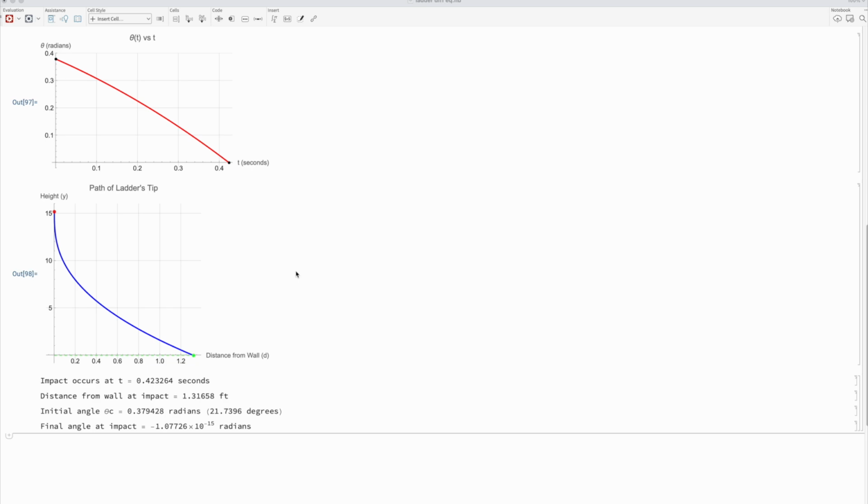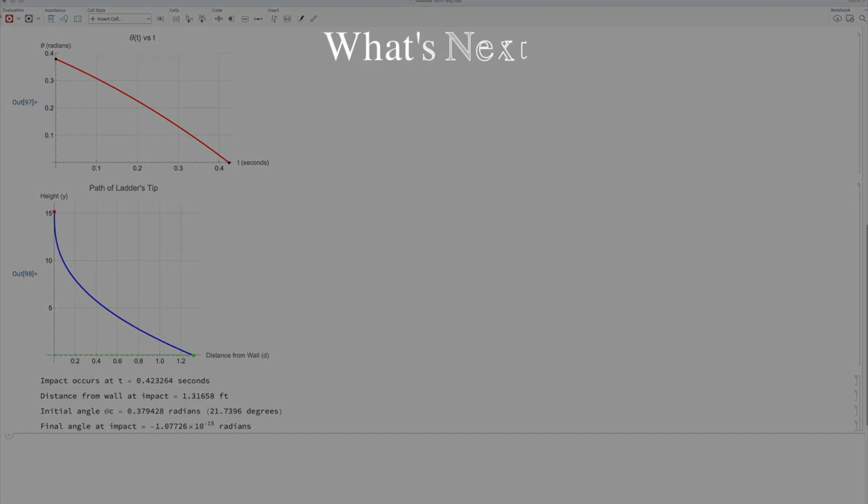So right now we see our values. The impact occurs at 0.42 seconds, and using this numerical method to find the distance d, we get about 1.32 feet. This is a distance that follows after reaching the critical angle theta c, changing regime to act like a stick pendulum. So what's next with this bad problem?